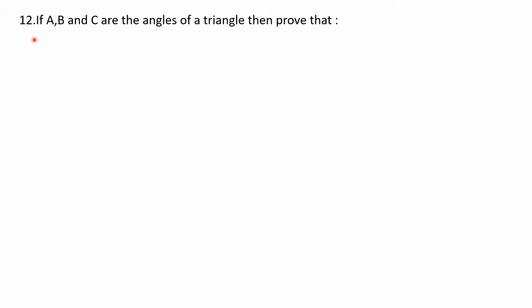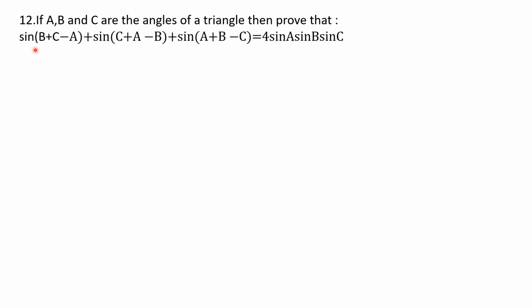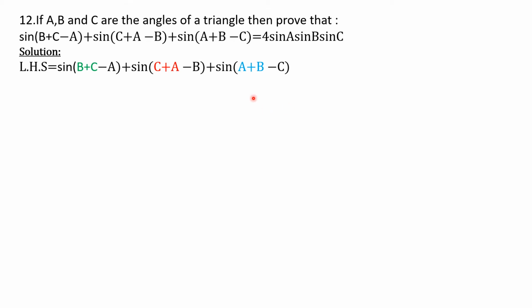Our next question is question number 12. If A, B and C are the angles of a triangle, then prove that sin(B+C−A) + sin(C+A−B) + sin(A+B−C) is equal to 4 sin A sin B sin C. So, solution, left hand side.